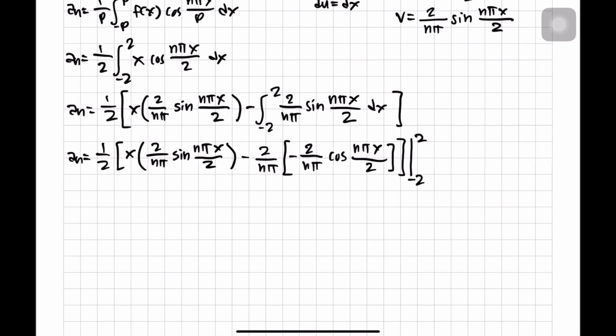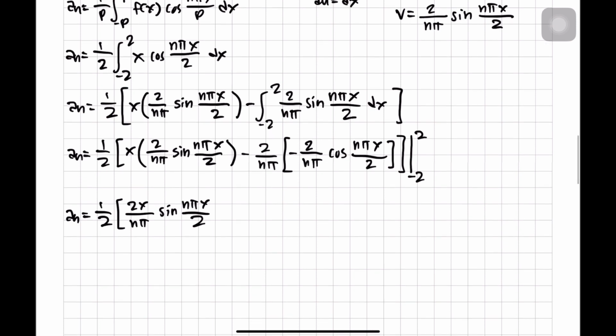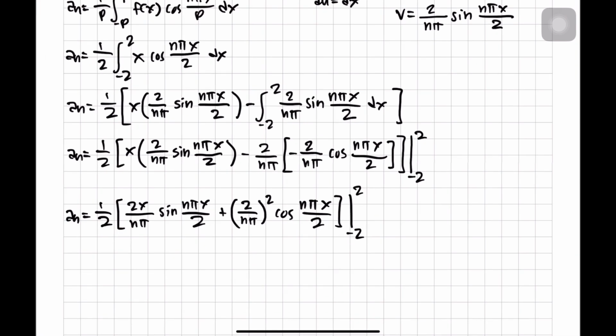So the next step is we just have to simplify this equation so that we can solve it much better. We can put the x inside: 2x over n pi sine(n pi x over 2), and then since negative 2 times negative 2 is positive, plus 4 over n squared pi squared, and then just copy the cosine(n pi x over 2). Our goal here is just to make it smaller so that it will not be messy to solve when we put in these boundaries, because we still have the boundaries.